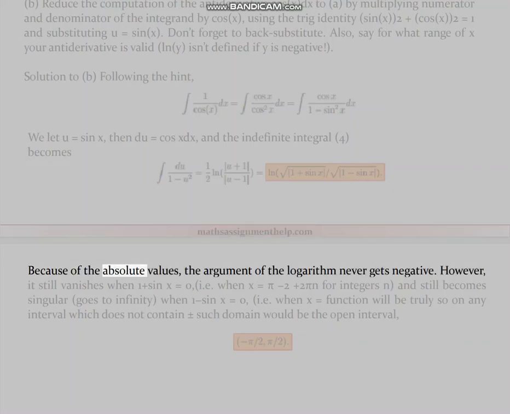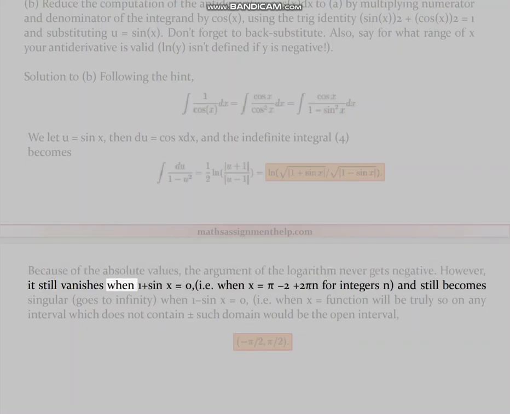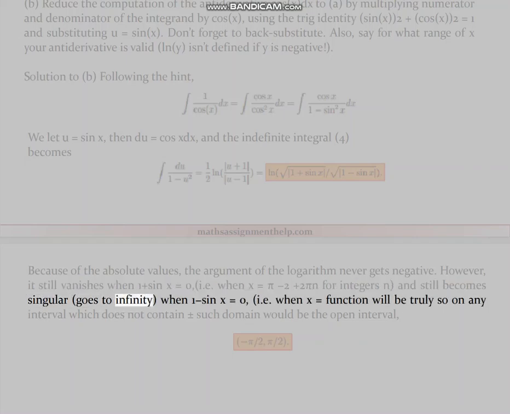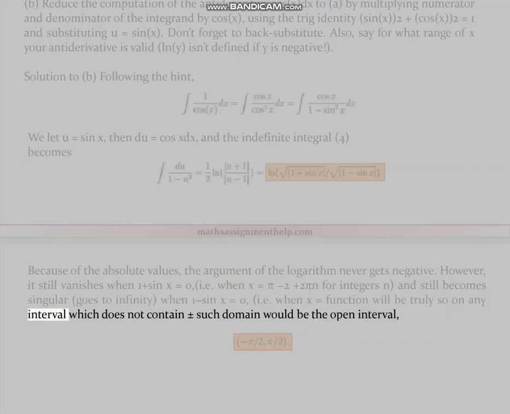Because of the absolute values, the argument of the logarithm never gets negative. However, it still vanishes when 1 + sin x equals 0, i.e. when x equals -π/2 + 2πn for integers n, and still becomes singular, goes to infinity, when 1 - sin x equals 0, i.e. when x equals π/2 + 2πn. The function will be truly defined on any interval which does not contain these points. Such a domain would be the open interval.